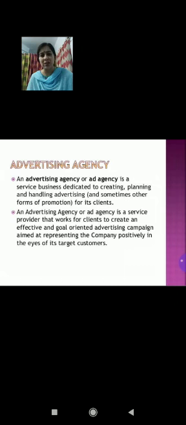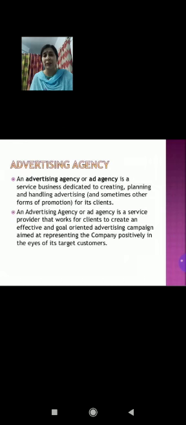So you need to understand the meaning of advertising agency. In board examinations or in the examination of the council, they can ask you what you mean by advertising agency. So children, in the slide I have written: an advertising agency or ad agency is a service business dedicated to creating, planning and handling advertising and sometimes other forms of promotion for its clients. An advertising agency is a service provider.